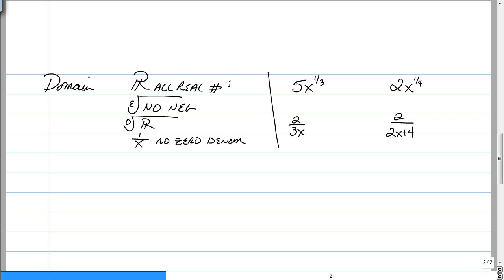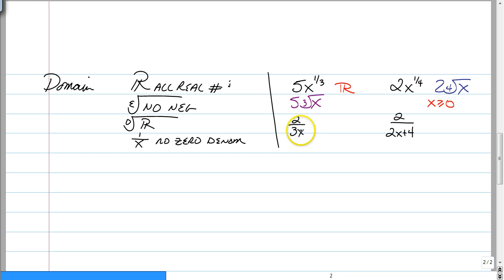So a couple quick examples here. Remember, this is 5 times the cubed root of x. You can take the cubed root of any single number that you want. So the domain of that example is all real numbers. 2 times x to the 1/4. If we were to rewrite that, that's 2 times the 4th root of x. So you know that x is not allowed to be negative in an even root, so your domain has to be greater than or equal to 0.